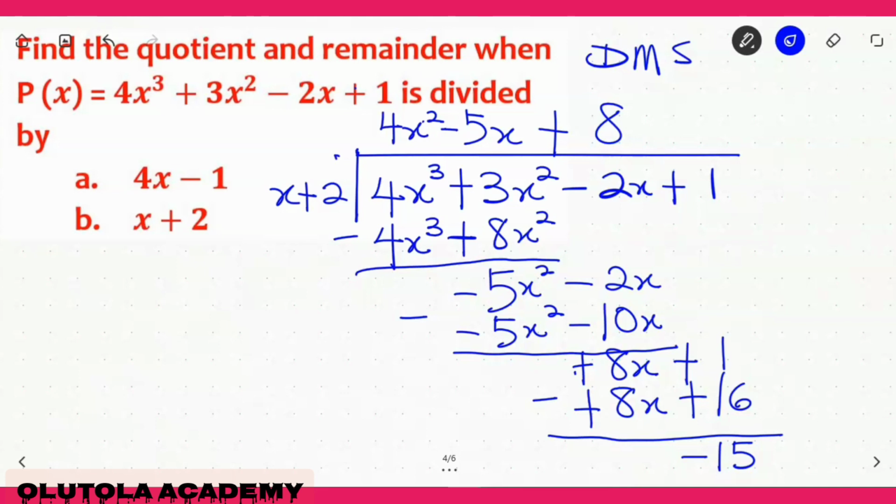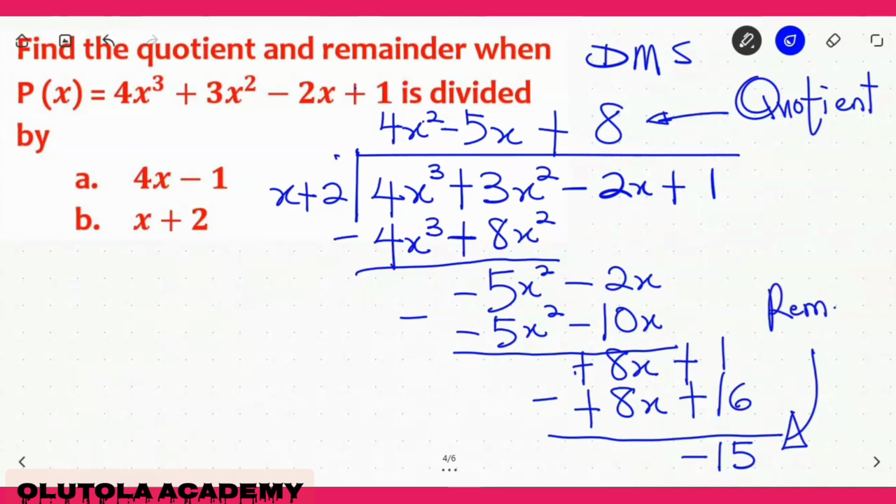So we have the answer. We have this up here, 4x squared minus 5x plus 8, to be the quotient. This is the quotient, and down here negative 15 is the remainder. So that is long division. So in the next one, I'm going to do the remainder theorem.